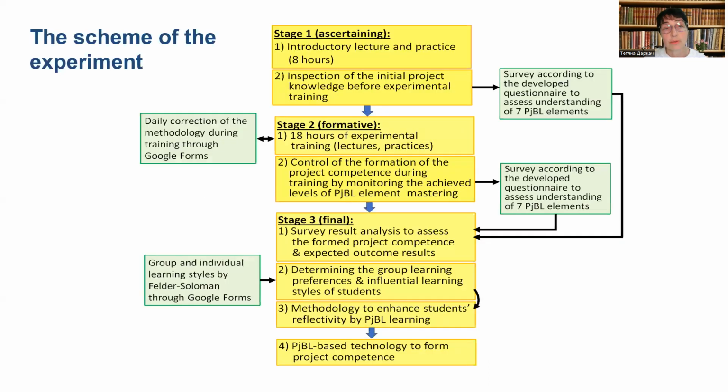The next slide demonstrates the scheme of the experiment. The proposed scheme of the experiment includes three main stages. Students in the fourth year of the Faculty of Fashion and Arts of Kyiv National University of Technologies and Design participated in the experiment. First, we determined the level of student knowledge regarding PBL at the beginning of the experimental study.